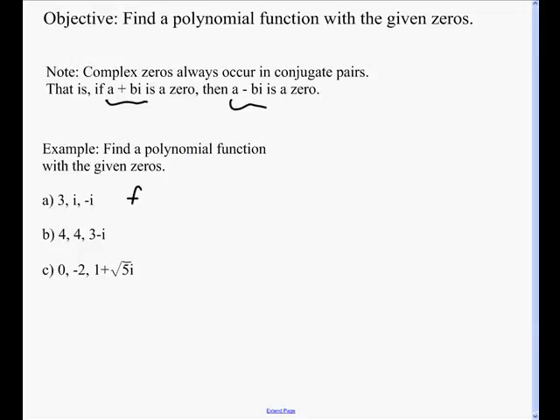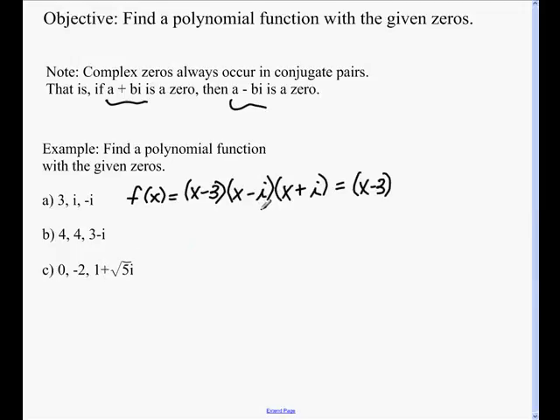So if I want to find a polynomial with the given zeros, 3, i, and -i, that polynomial function f of x would have to be, now there's many answers, you can add different multiplicities and all of this, but we know that if 3 is a 0, then x minus 3 is a factor. If i is a 0, then x minus i is a factor. If -i is a 0, then x minus -i, which is really x plus i, is a factor.